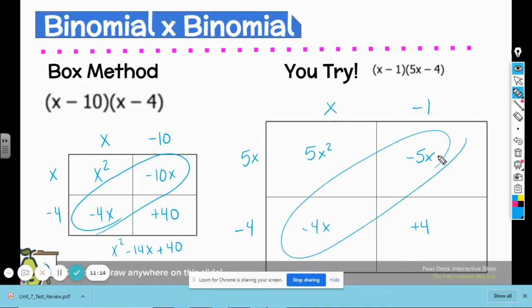Combine the like terms, and I'm going to write my answer up here. So it's going to be 5x squared, and then minus 9x, right? Negative 4 and a negative 5, and then plus 4. And that's my final answer. Okay, and I should have said this a long time ago, what answers are we getting? We're getting trinomials. When we're multiplying these two binomials, so far we've always gotten trinomials.